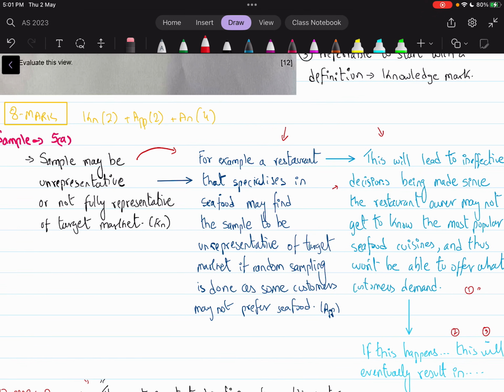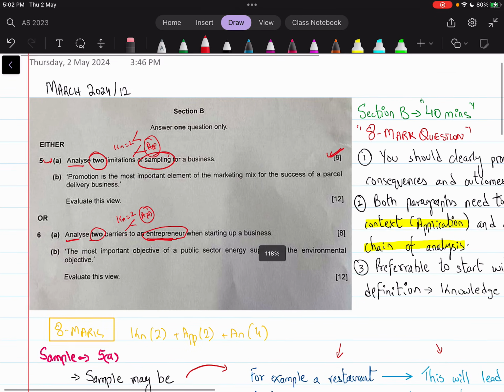For example, if there's another limitation, that sampling may involve cost, you have to develop it in the same structure. So knowledge, identify the point, then give an example in context, then an impact which discusses the same example, and then a further chain of analysis. So this is what you have to do in an 8 mark question.